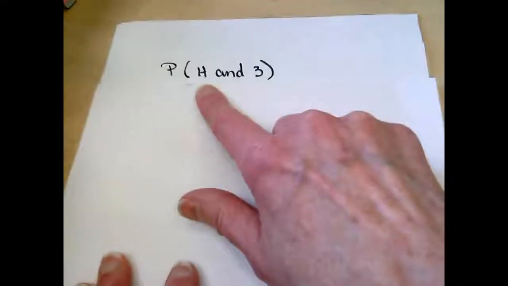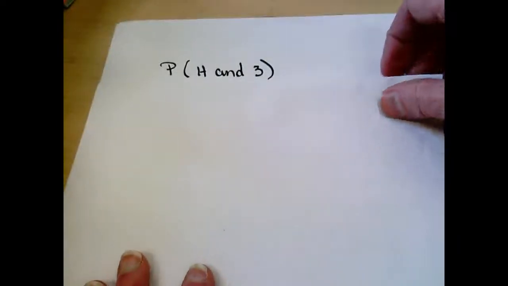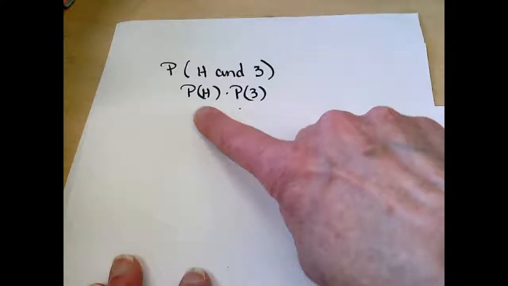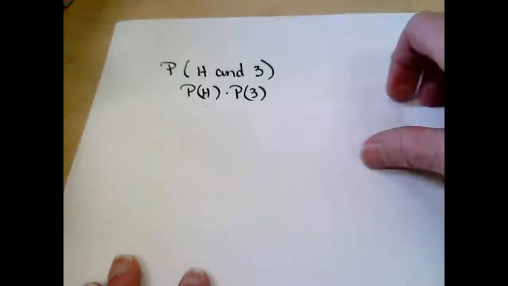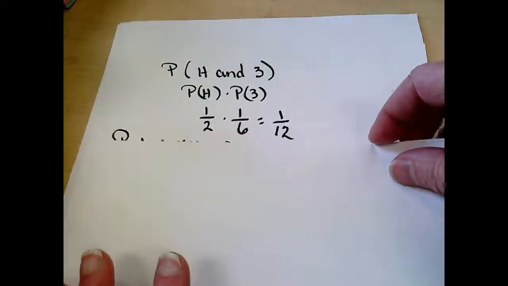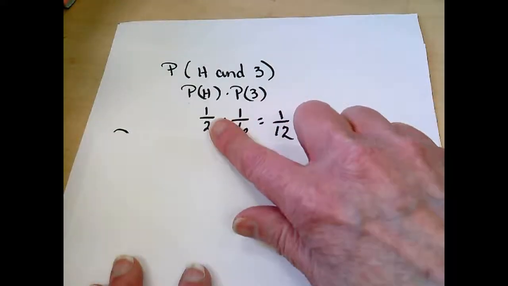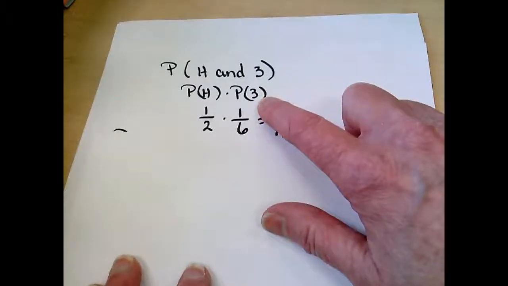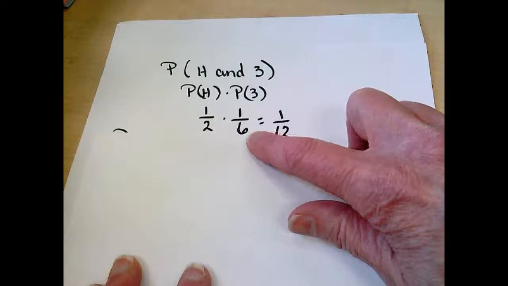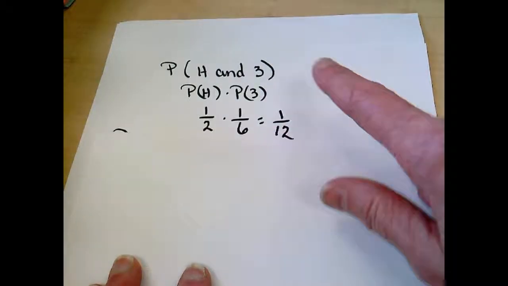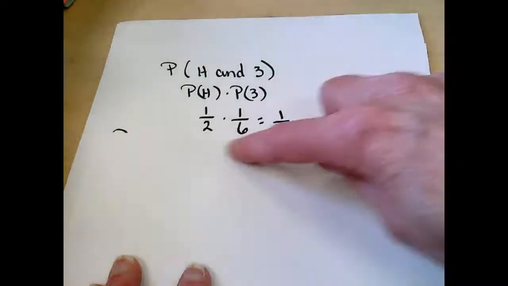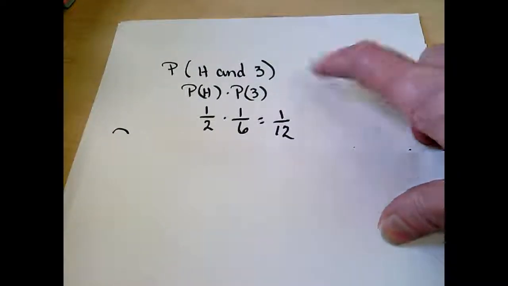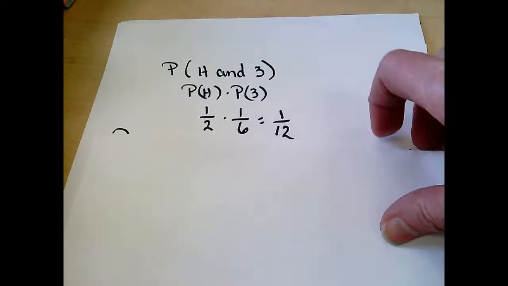of a heads and a 3, well, the probability of getting a heads when you toss a coin, you take probability of heads times the probability of the 3. And that probability of getting a heads is 1 out of 2, because you either have a heads or a tails. To get a 3, there's only one chance out of the 6 you'll get a 3. So you multiply those, numerator straight across and denominator straight across, and you get 1/12. That is your chance of getting a heads and a 3.